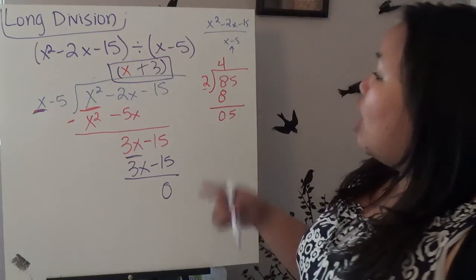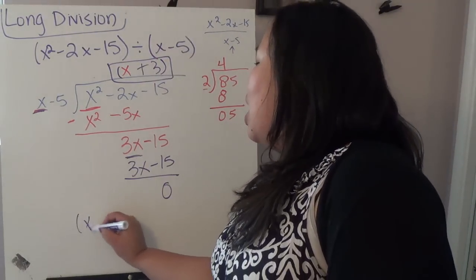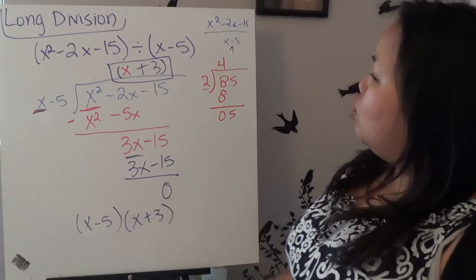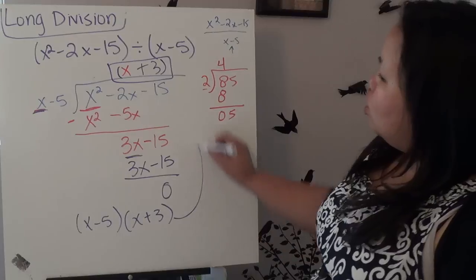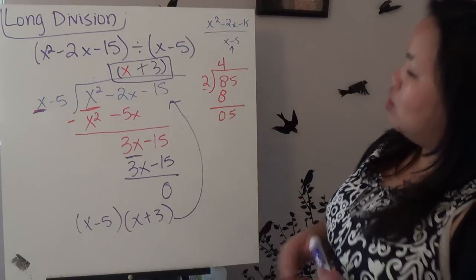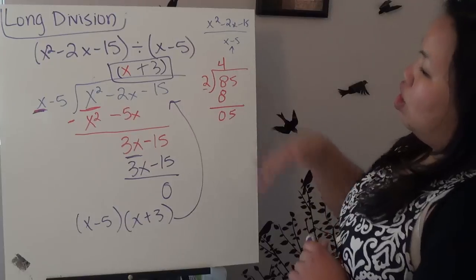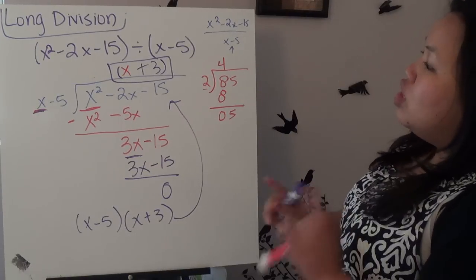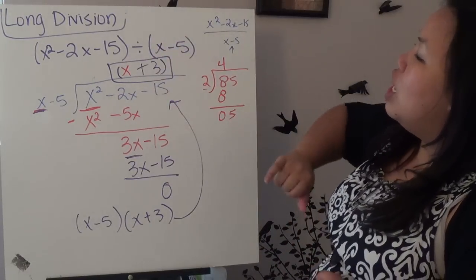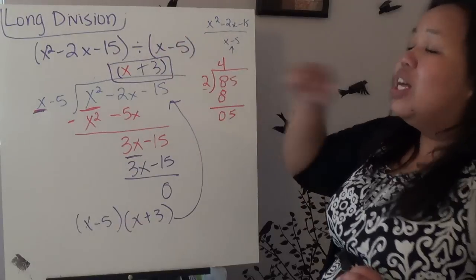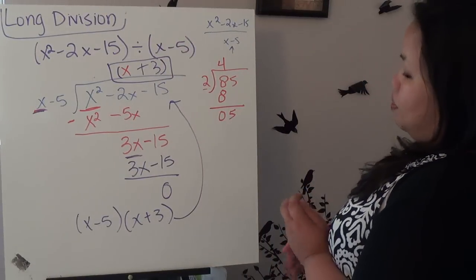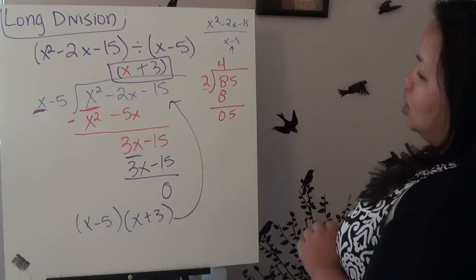What this means is I've worked backwards. That means if I did x minus 5 times x plus 3, if I distributed this and solved it, it should give me this answer, right? Because this divided by this gives me this, and that is long division. Now, long division can only be done if the coefficient in front of it is 1. If it has something other than 1, then we have a problem, and I'll show you how to do that next in the synthetic division.